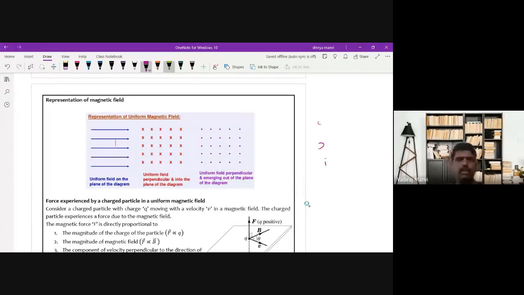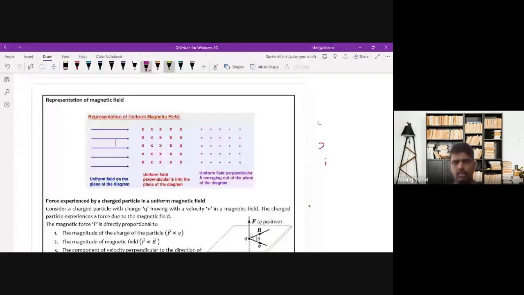Suppose I take a uniform field perpendicular and into the plane of the diagram. Assume your screen itself as a page. Now assume whatever pen I'm holding is perpendicular to your screen. Then obviously, if it is a uniform field perpendicular and into the plane of the diagram, the magnetic field is going into the screen. Or you can say away from the observer, I am the observer now. It is always represented by a cross here. Remember, okay? Cross, and observe the separation.